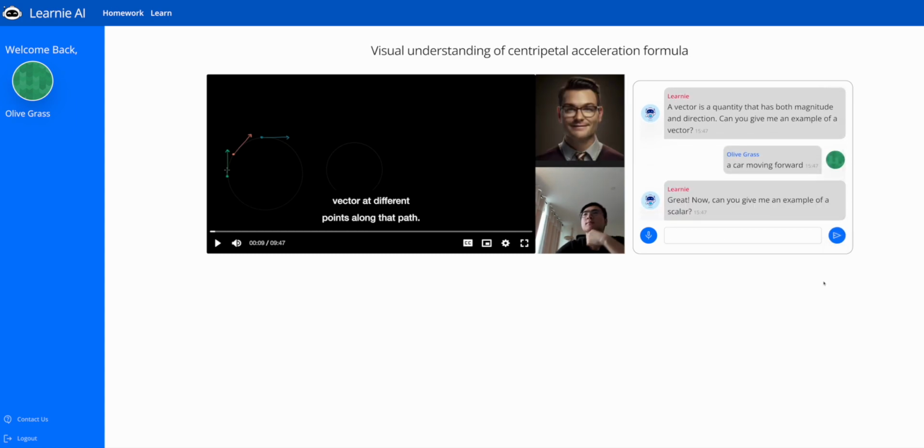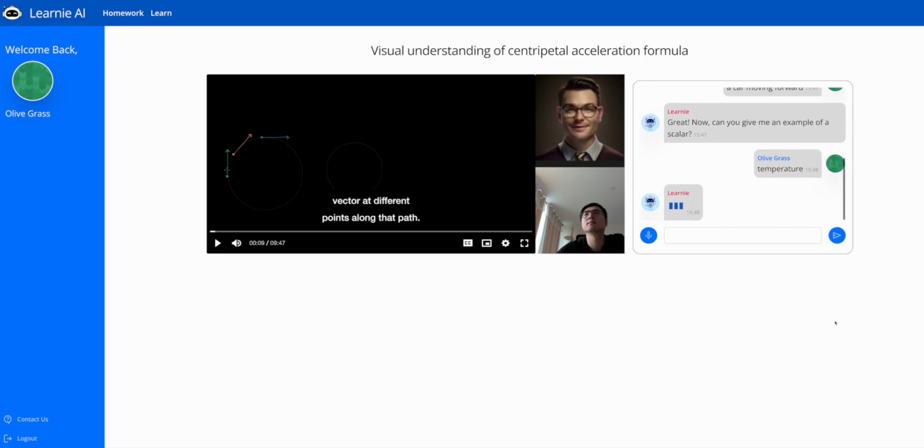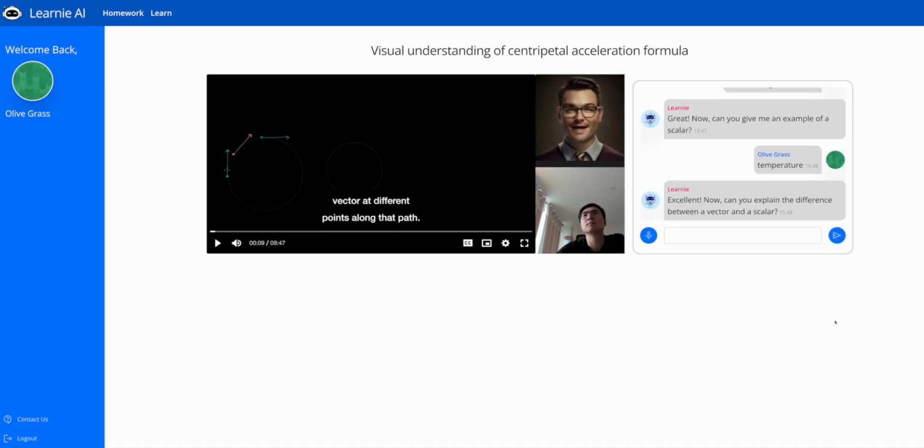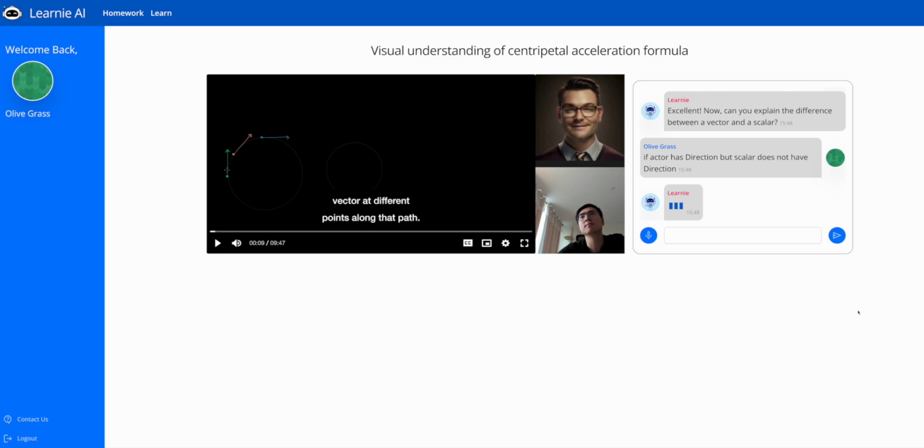Great. Now, can you give me an example of a scalar? Temperature. Let me consider that for a moment. Excellent. Now, can you explain the difference between a vector and a scalar? A vector has direction, but a scalar does not have direction. Let me consider that for a moment.